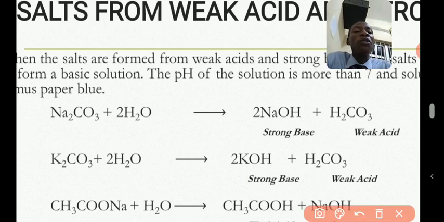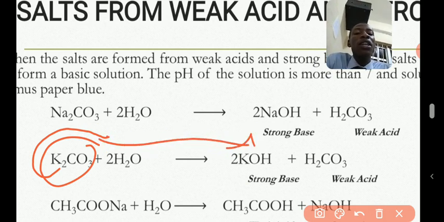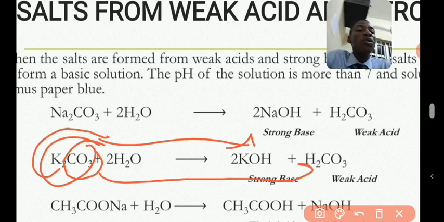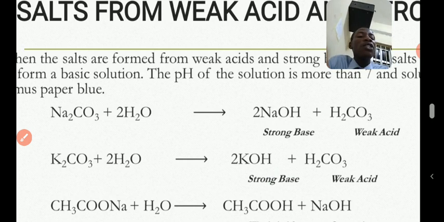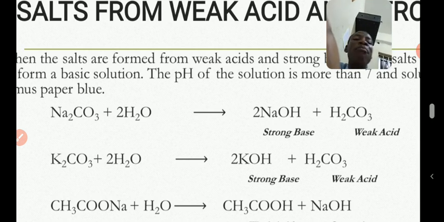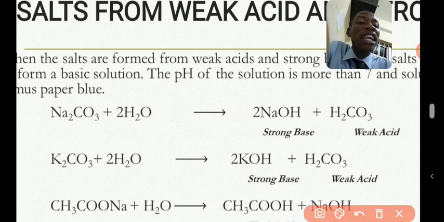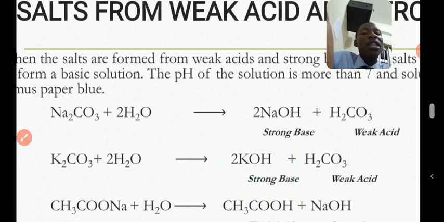Another example is also here, K2CO3. K2 will collect OH, so becomes KOH. Then CO3 will also collect H and become H2CO3. Then the same thing also plays out. The H2CO3 is weak, while the KOH is strong. So the solution will be behaving like a base because the basic aspect, that is, the alkaline component, is strong. So the same thing also happens here.